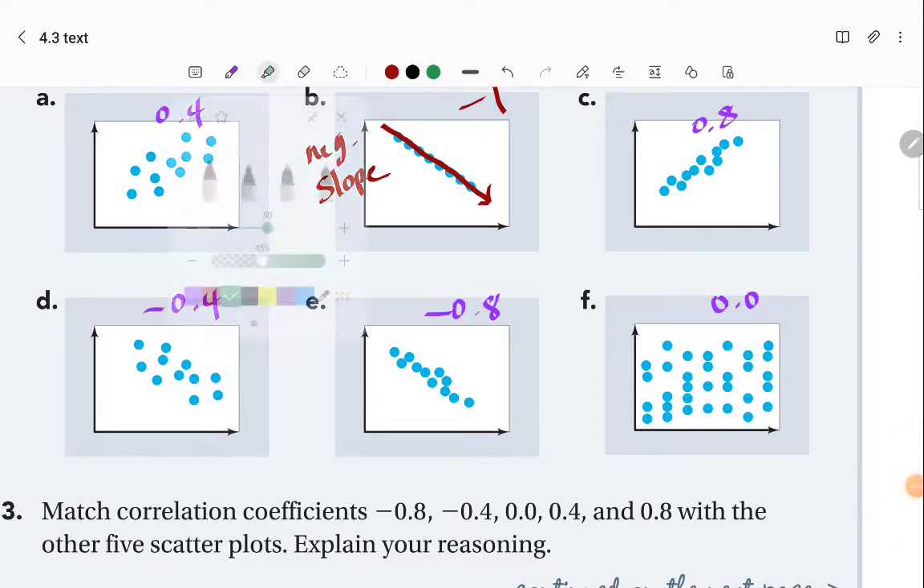Okay, so if we look at the other graphs and the corresponding correlation coefficients here, the first one is going to be 0.4. We already did B. On C, you should have 0.8 because the points are more closely stacked, or related to each other, but not quite perfect. And then the next one is going to be -0.4 because it looks like A, except they're correlated in a negative relationship. And then E is going to be -0.8 because they're close, but in a negative way. And then F is 0.0. There's no correlation at all between those points.